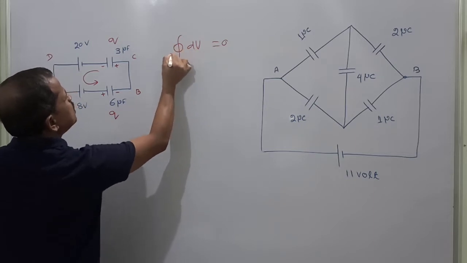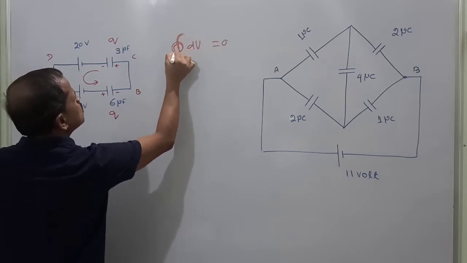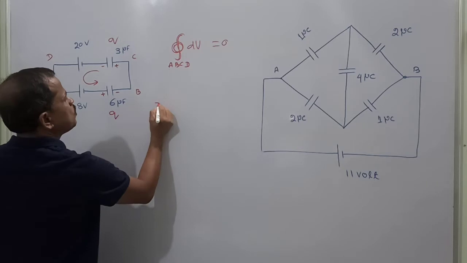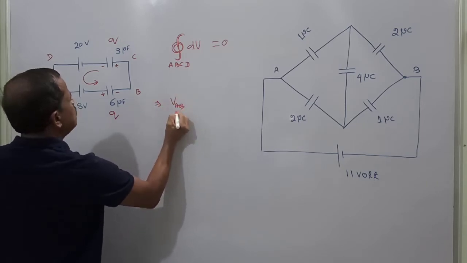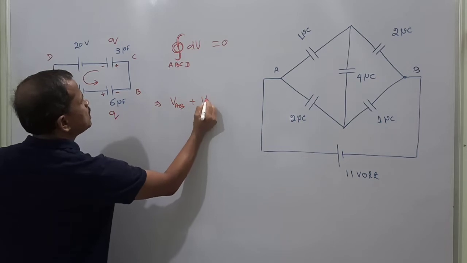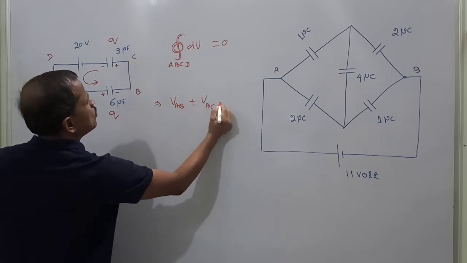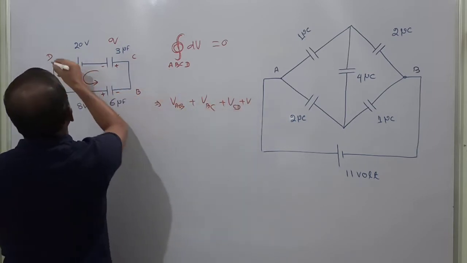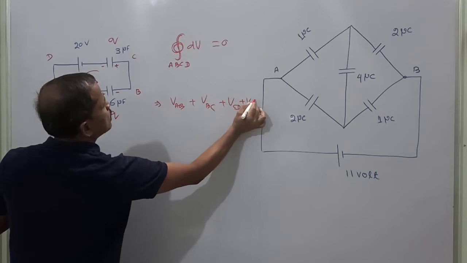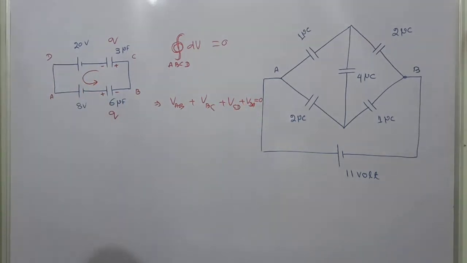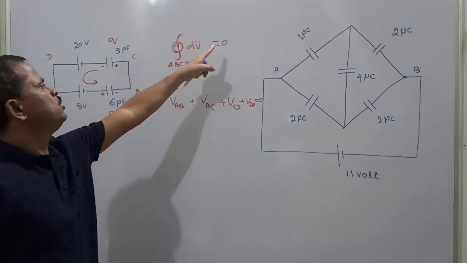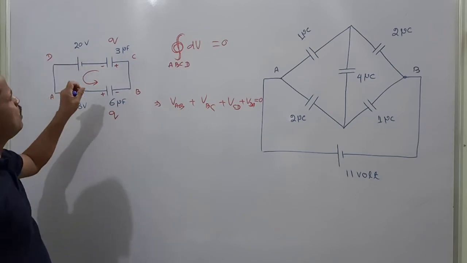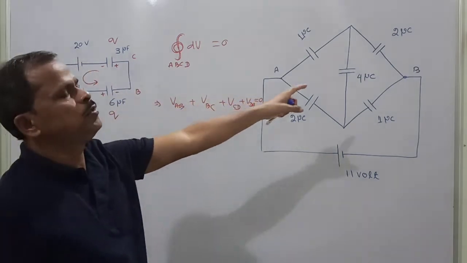In the closed path A, B, C, D, this integral is the meaning of closed path. The potential is 0. So the potential in the path A to B, plus the potential in the path B to C, plus the potential in the path C to D, plus the potential across D to A, is equal to 0. That is Kirchhoff's law: the closed loop is equal to 0. The closed loop is broken into parts A B, B C, C D, D A. Please try to understand this problem completely, then you can solve it easily.